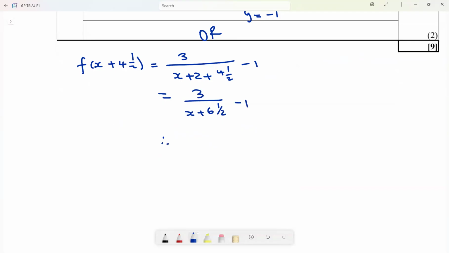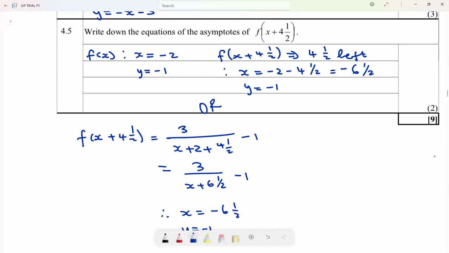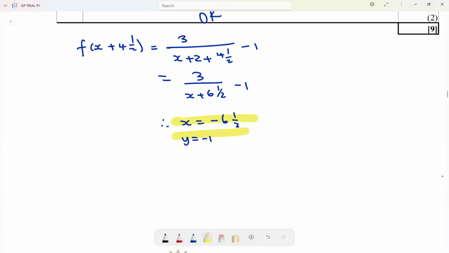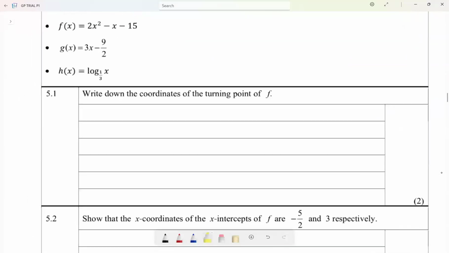And then you can say, therefore, asymptote is x is equal to -6 half, okay? And y is equal to -1. So can you see now, whether you look at it like this and then find them, or you just now understand the translation thereof. What's important is that x is equal to that value. I'm done. Question 5, parabola and whatever.